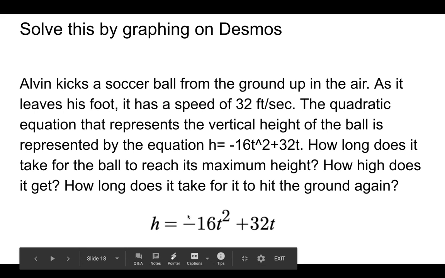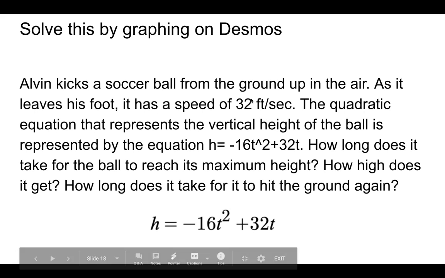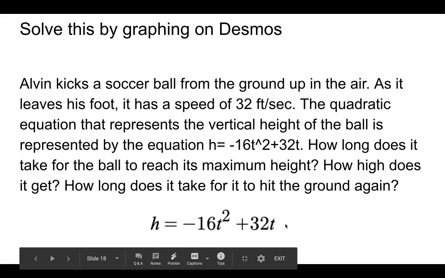By the way, this -16 here is always a constant in these kinds of gravity problems. That's the force of gravity, the acceleration here, -16 feet per second squared. And that's where that number comes from. This 32 is the initial velocity of 32 feet per second. A lot of times we'll even have a constant term here, which is the initial height. This one has an initial height of 0, so we don't put that part in here.